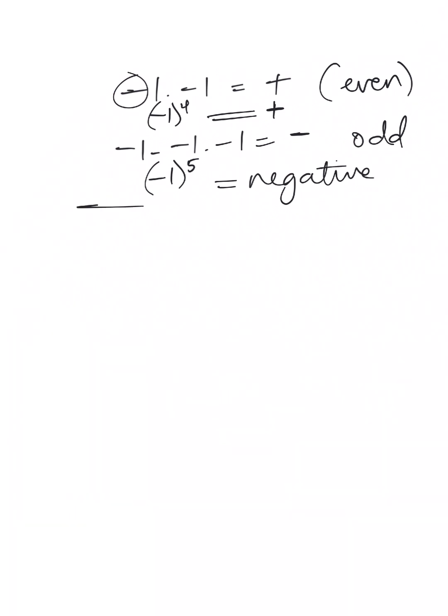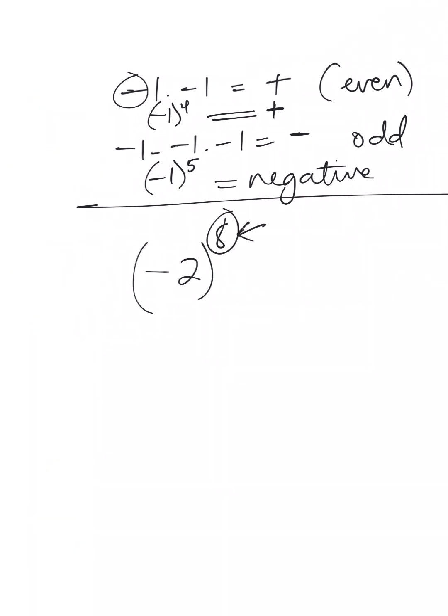So for a negative number with an even power, you would get a positive at the end, whether it's negative 1 or a negative of whatever number. So negative 2 to the 8th power, for example. Because this 8 is even, our answer is going to be a positive number. You do 2 times 2 times 2, 8 times, but the answer is going to be positive because that negative will end up canceling out.